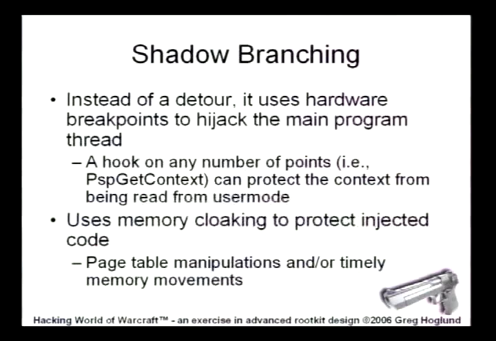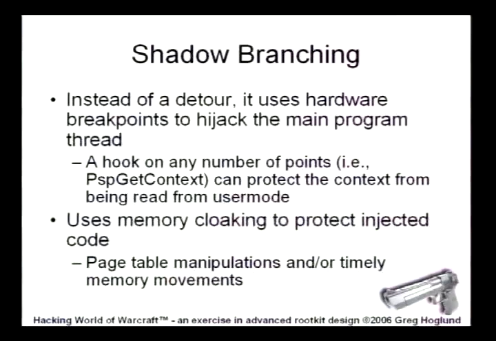Okay, so shadow branching doesn't use a detour. What we're going to do instead is use a hardware breakpoint. Setting a user mode hardware breakpoint from the kernel is really, really hard. It took me a long time to figure out how to do it. So what we're going to do is hook the same exact location, render world, but without the detour. And furthermore, if the warden wants to detect if there's a hardware breakpoint, we might want to hook PspGetContext so that it doesn't actually receive that information. I don't do this now, but we might.